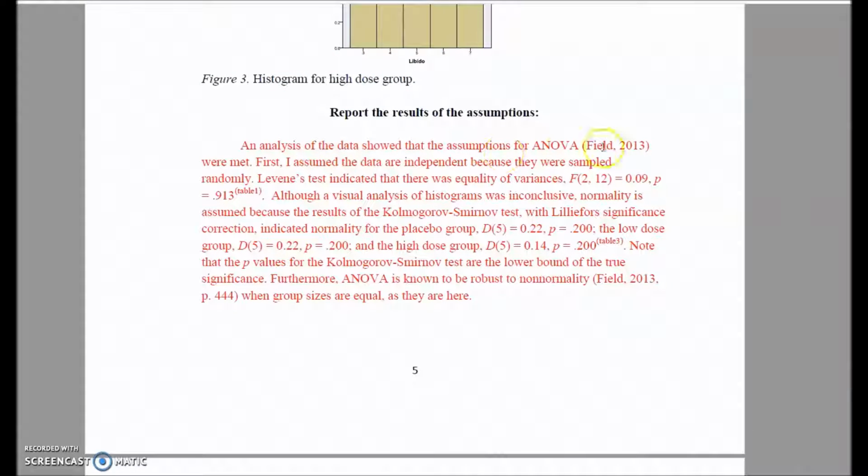So here is an analysis of the data showed that the assumptions for ANOVA were met. First, I assumed that the data was independent. You can state it in any way you want. First, I assumed that the data was independent because they were sampled randomly. Levene's test indicated that there was equality of variances, or you can say there was homogeneity of variances, F(2, 12).